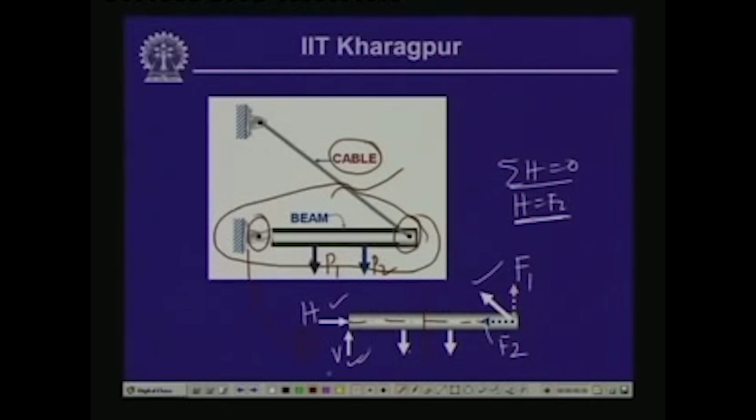Thereby, if I take any cross section, the stress at that particular section because of this load will be the axial load, which we call H, divided by the cross sectional area, and that is the normal stress that we will have.